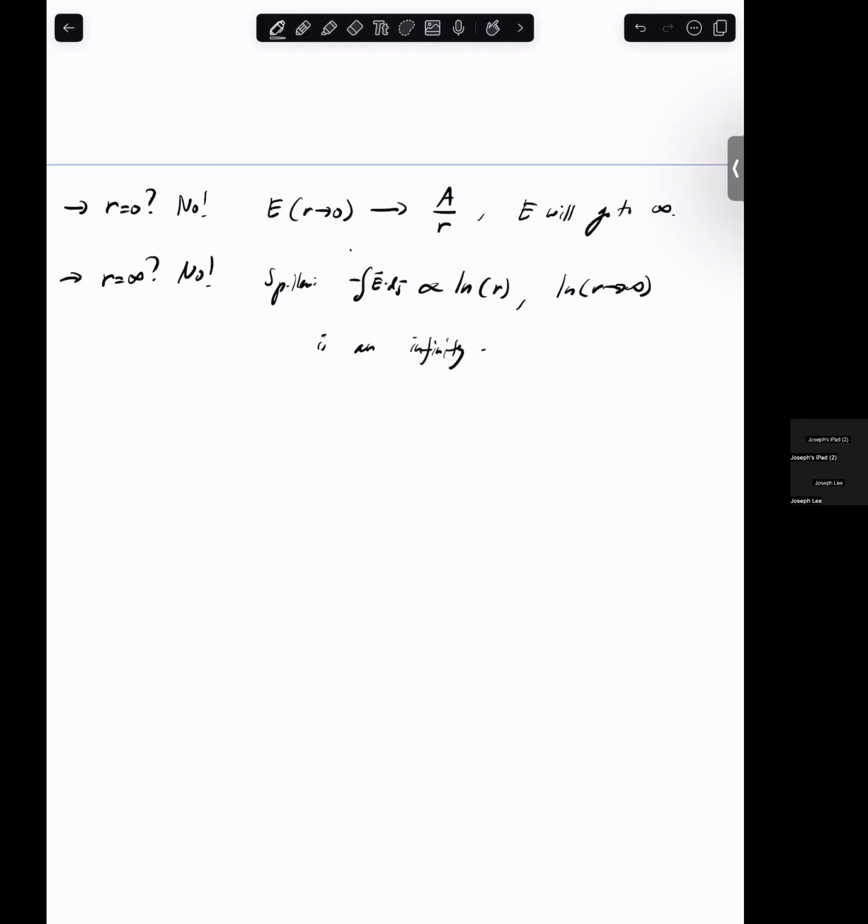So maybe our best bet is to use the boundary. So what I'm going to decide is to use r equals b. This is the boundary of the conductor. So with that out of the way, we now need a strategy for this.